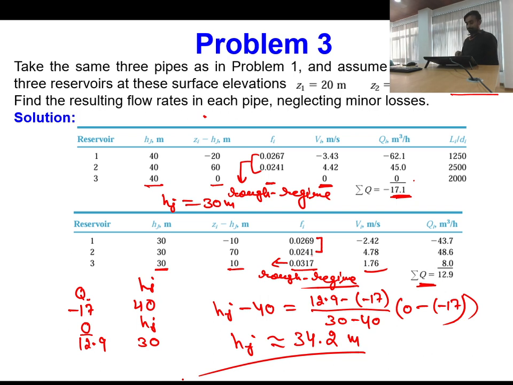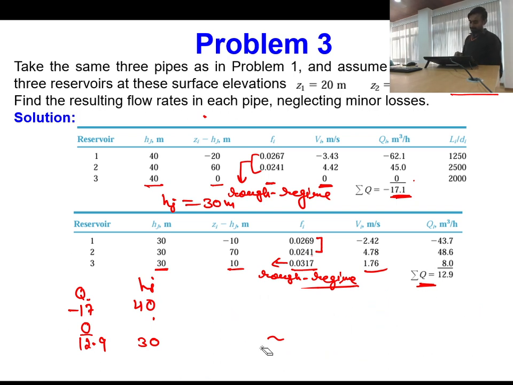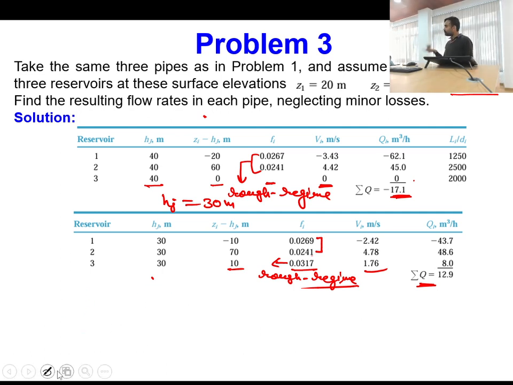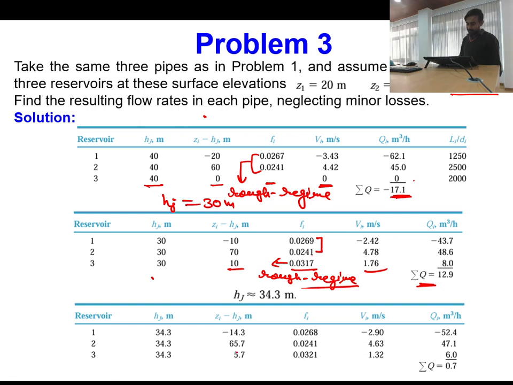Now I will consider the value Hj equal to 34.2 meters or 34.3 meters, and corresponding to this again I will do the whole analysis. So Hj I have fixed. Now when I am calculating all these friction factors, all of them include the effect of relative roughness as well as the Reynolds number, and the Reynolds number is calculated by taking the velocities from the previous equation.